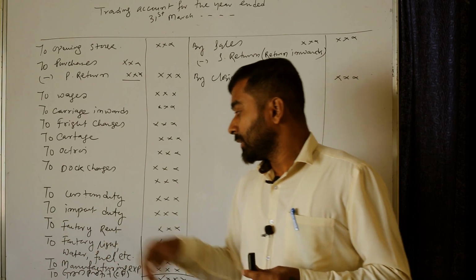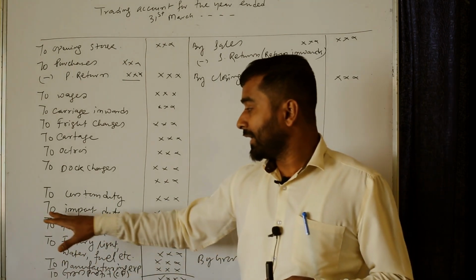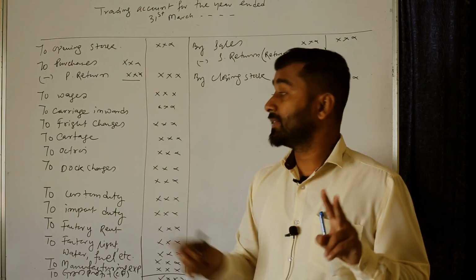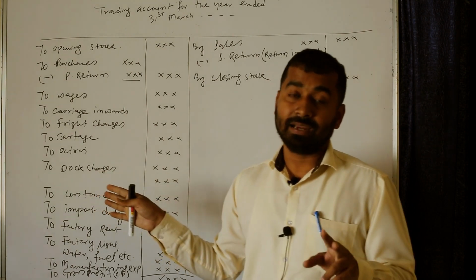Next one is factory rent. If you look from here to here, these are all part of the factory expenses. So I told you the two parts of expenses that I have categorized on the debit side.